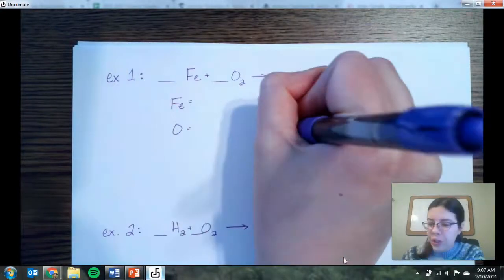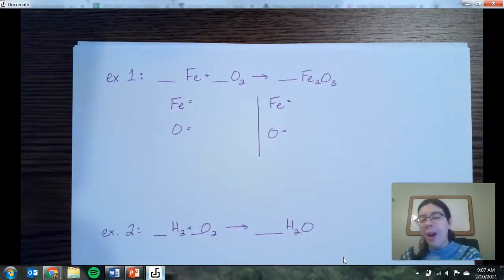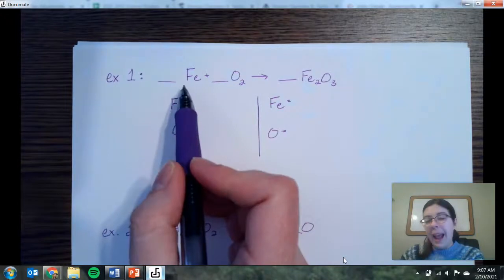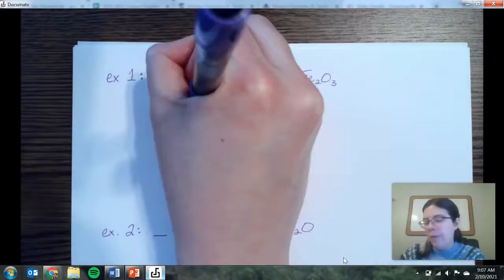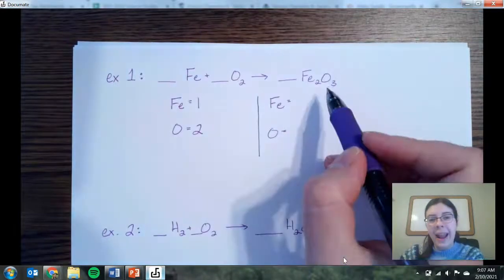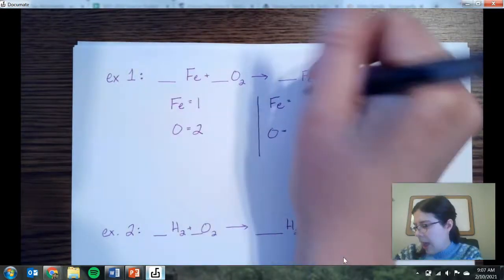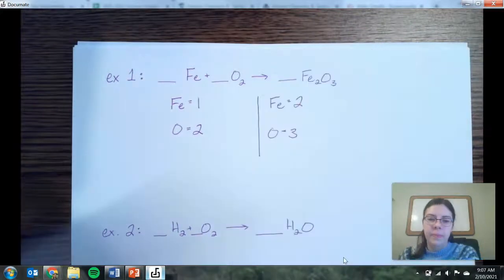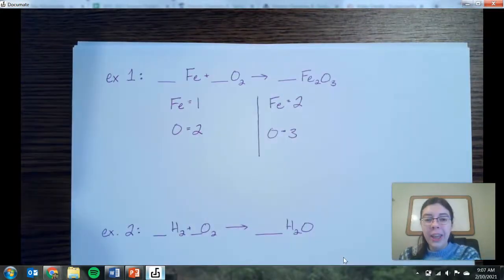So then I'm going to do my initial inventory. For iron on my left-hand side, I have 1 of those. For oxygen, I have 2. And then on my product side, I have 2 iron and 3 oxygen. Okay, so if I look here, my iron's unbalanced and my oxygen is unbalanced.